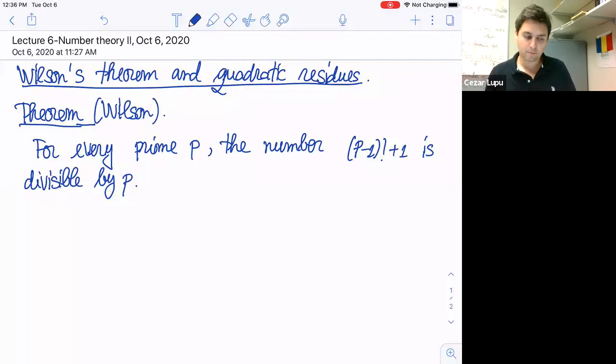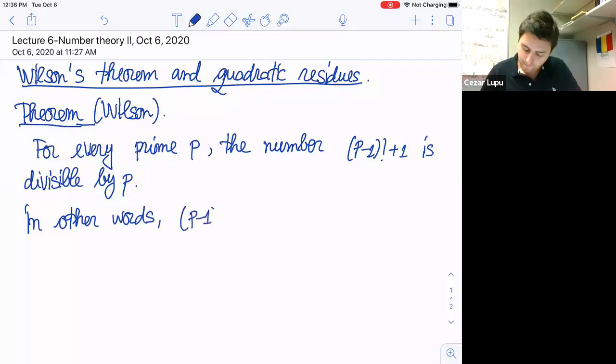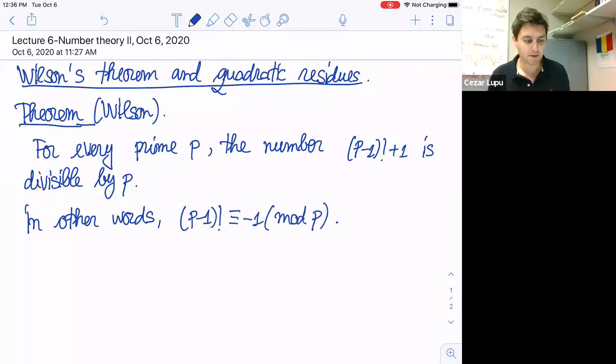Now, in other words, we have that (p minus 1) factorial is congruent with -1 mod p. So that's Wilson's theorem, basically.